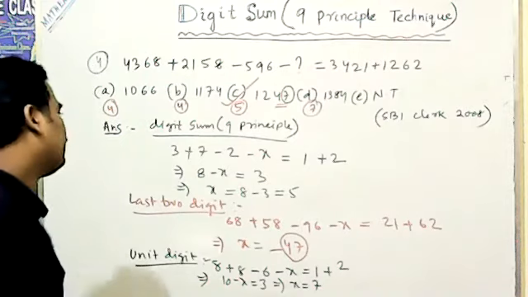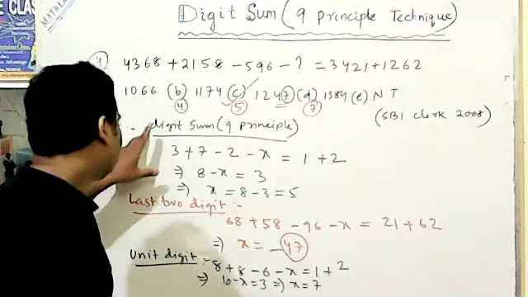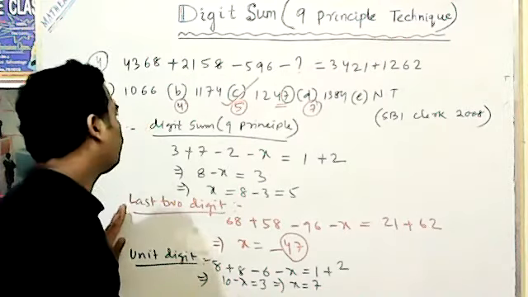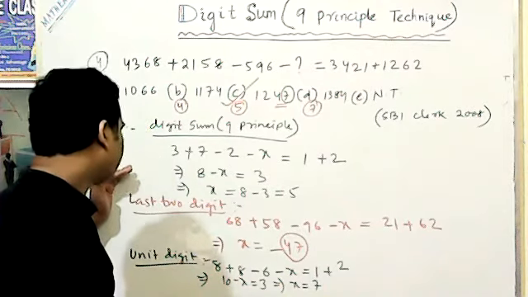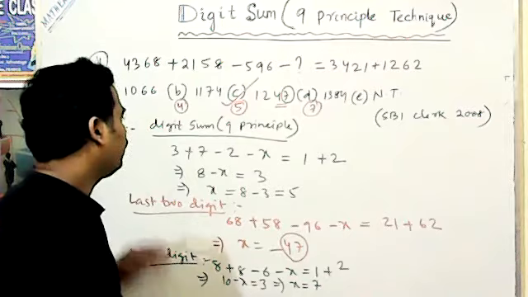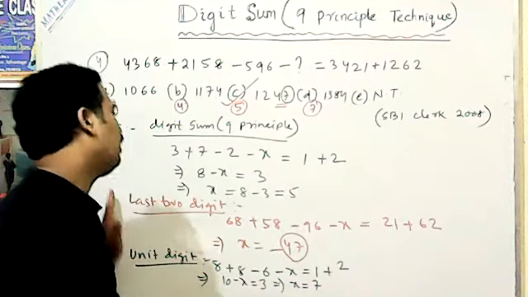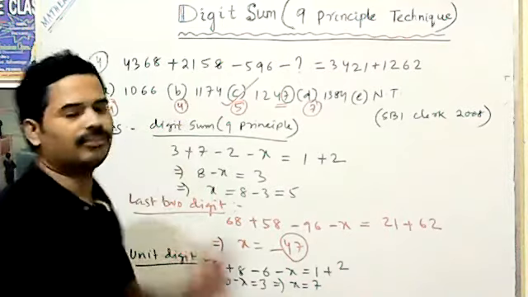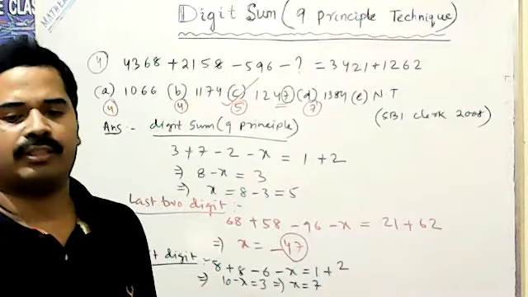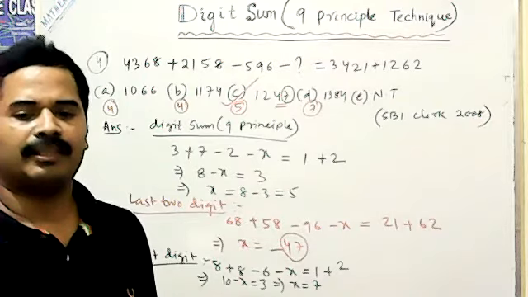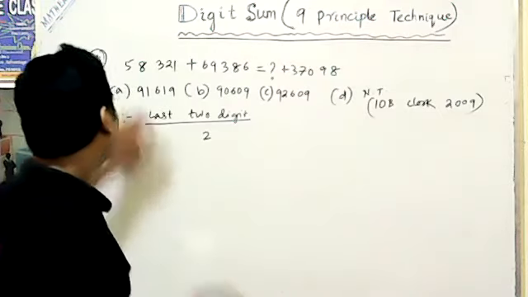Whatever concept you think of, whether the digit sum, the last two digit concept, or the unit digit concept, by using that concept you can say that option C is the correct option. Here is another question.